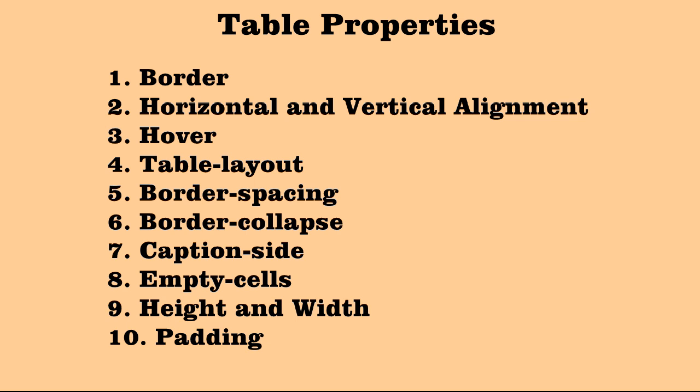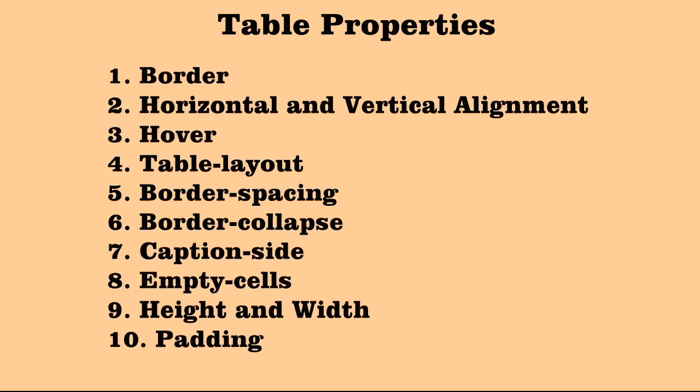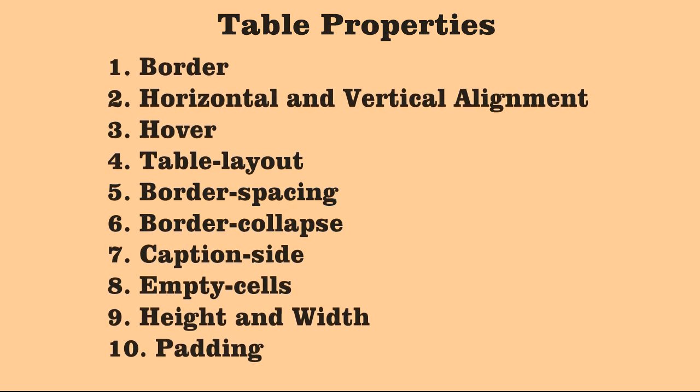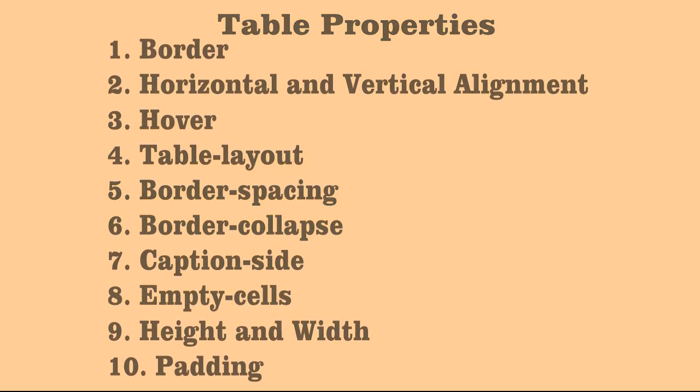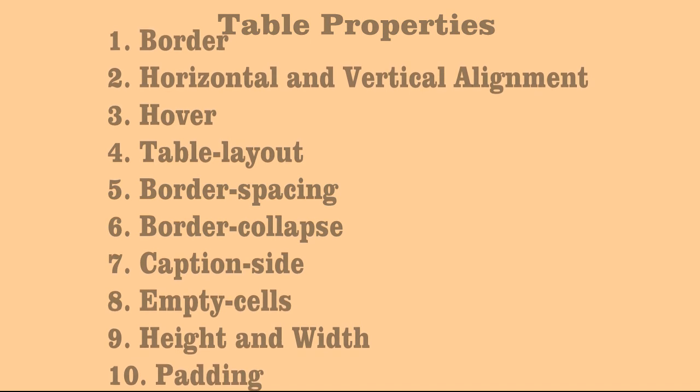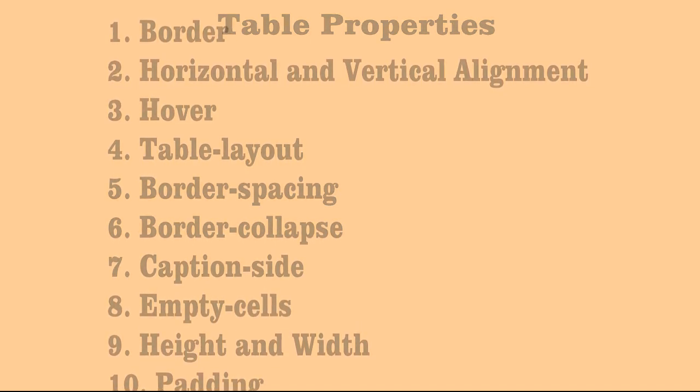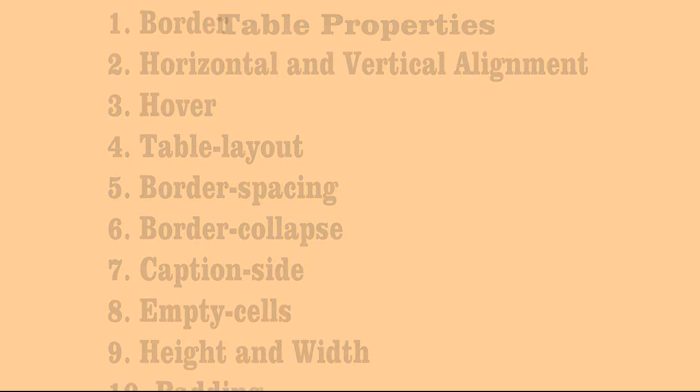Now the eighth one is empty cells. This property helps in specifying whether or not the border and background are to be placed around empty cells in a table. Now the ninth one is height and width. Using these properties, you can set the height and width of a table. Now the last one is padding. This property helps in specifying the space between the border and the content in a table.